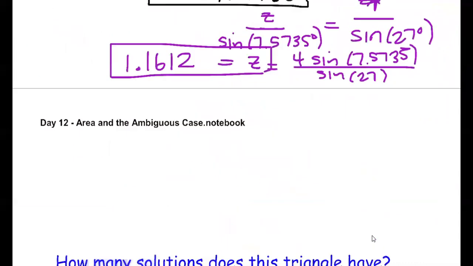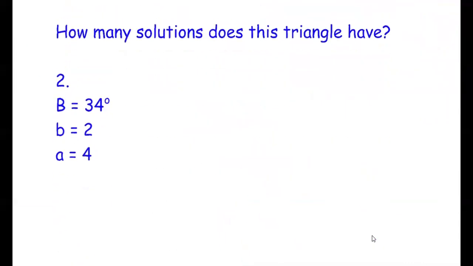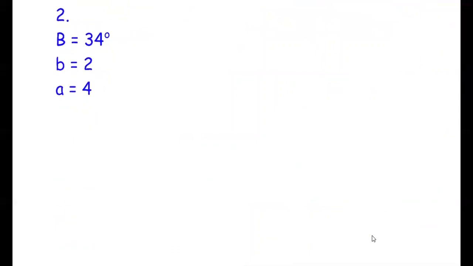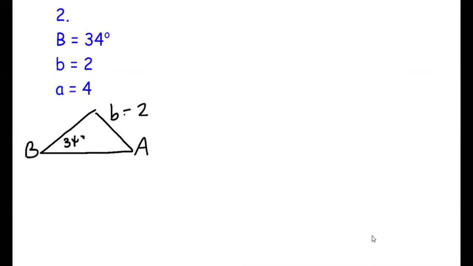All right, continuing on, let's go to example 2. Again, how many solutions do we have? And if we have a solution, what actually is the solution? Okay, this is an acute angle. And so if we draw this, again, there's my 34-degree angle. So this is 34 degrees. This is angle B, so side B is 2. And this has got to be angle A because A is equal to 4.